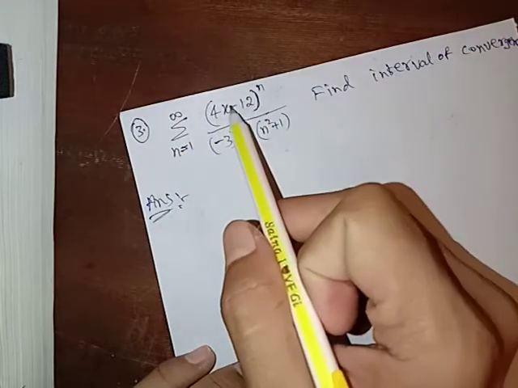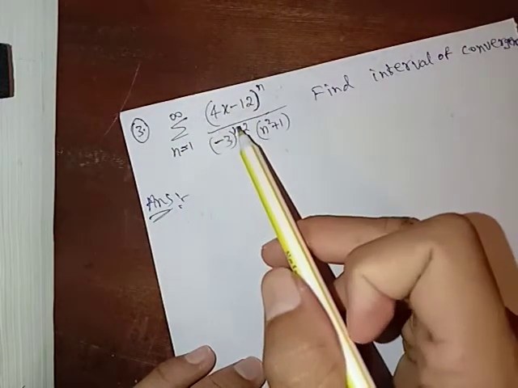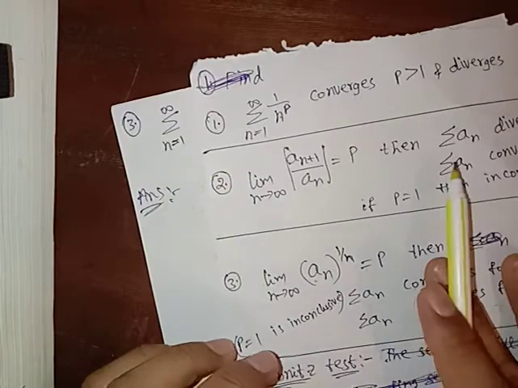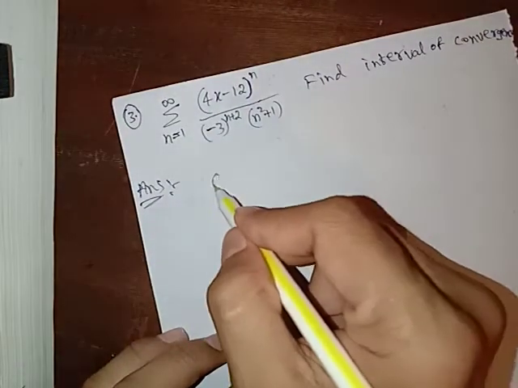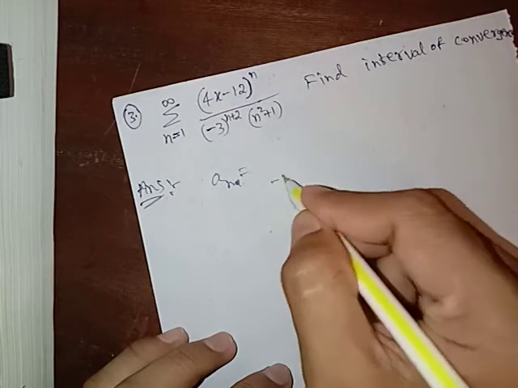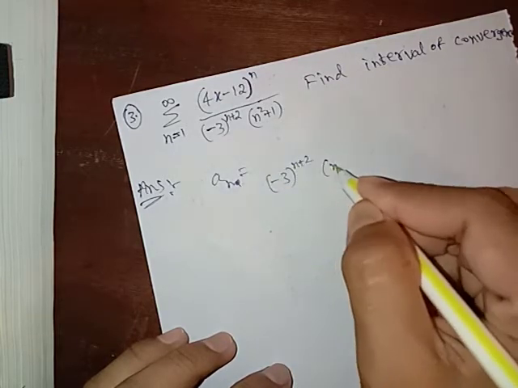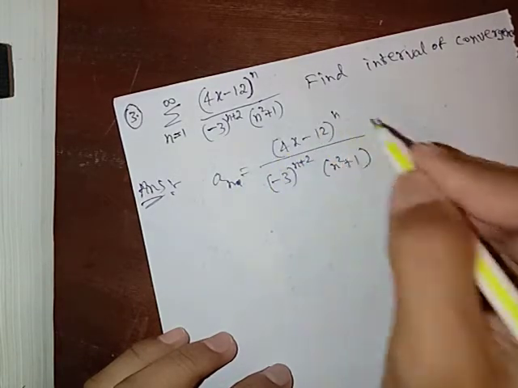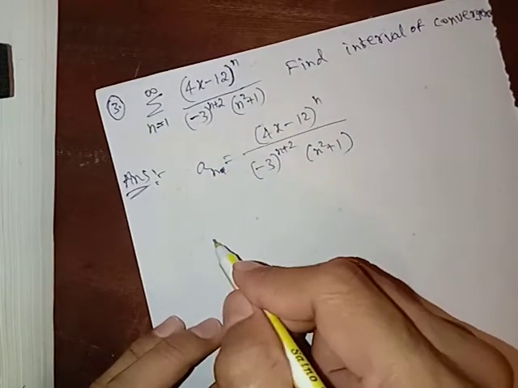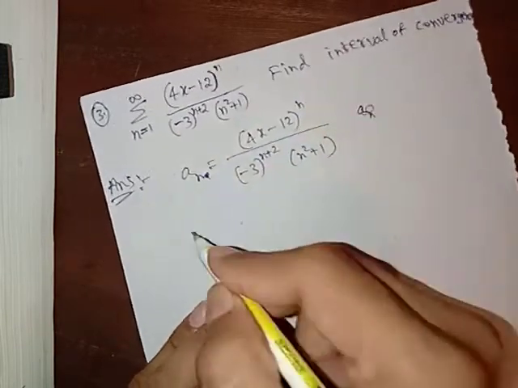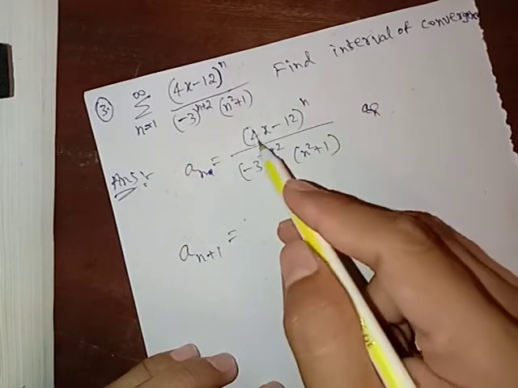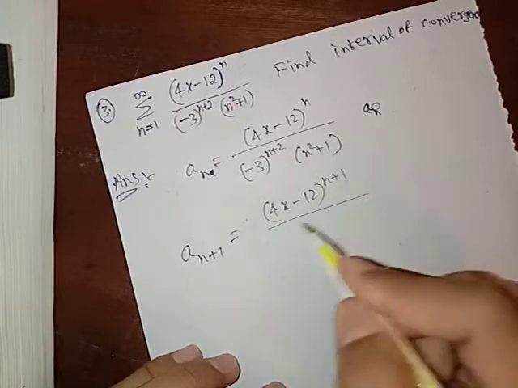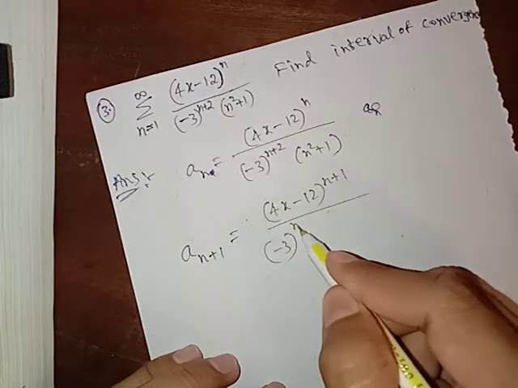So now we can apply the ratio test. Now we can take a_n is equal to (-3)^n (n+2)/(n^2+1) (4x-12)^n, and a_(n+1) is equal to (4x-12)^(n+1)/(-3)^(n+1).